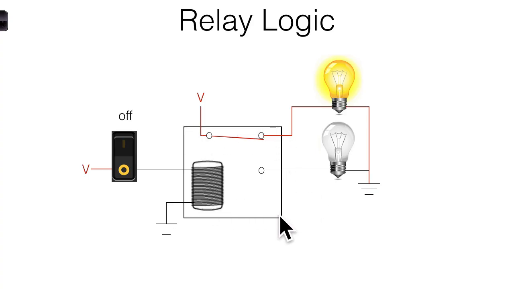This box right here, you see it? I'm drawing it out on the screen. This box indicates a relay. There is a coil. This coil gets powered up. And we're going to talk about that here in a minute.